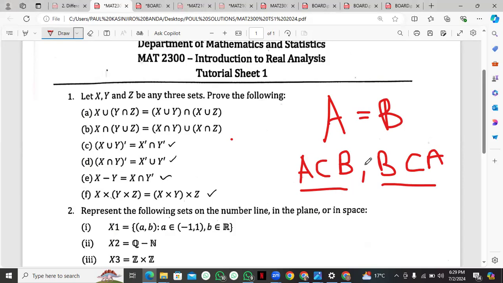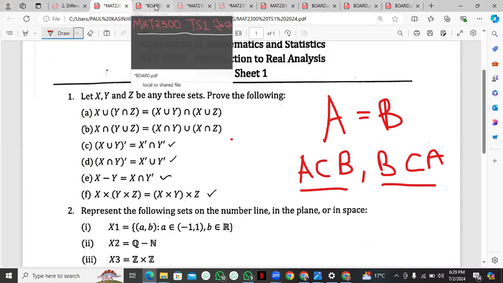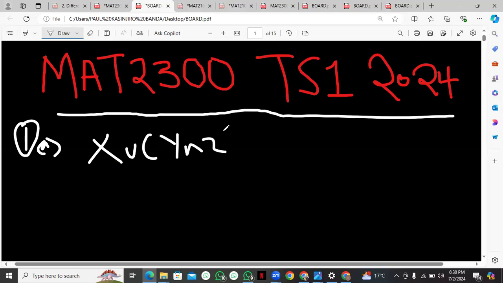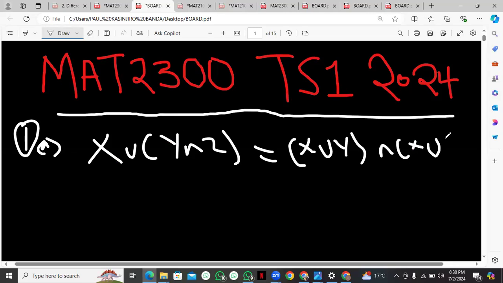Okay, so we go to the first one there, which is a very common proof and very easy to follow. So this is question 1A. Okay, so they are saying prove that X union Y intersection Z is actually equal to X union Y, and then intersection X union Z. Okay, so this is what we have here.